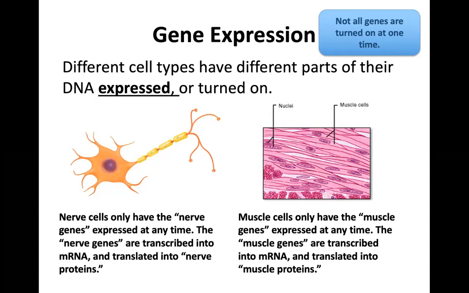Nerve cells only have the nerve genes expressed. So that's why it's a nerve cell. Muscle cells only have the muscle genes expressed. So therefore, a muscle cell.